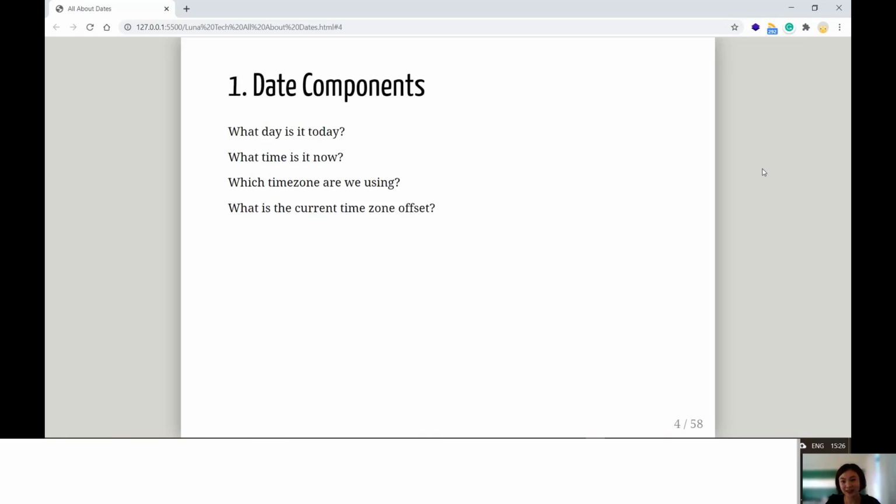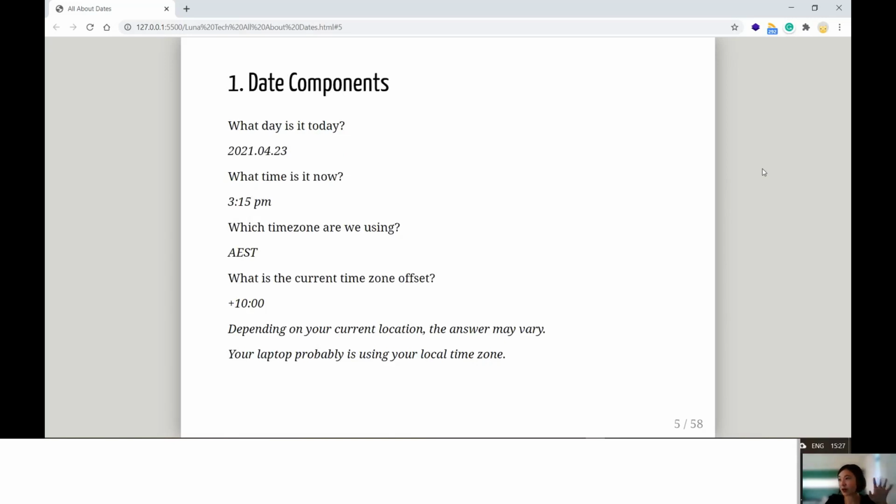So look at these questions. You may think it's an easy question to answer, but depending on where you are in the world, it's actually quite different, right? So what day is it today? We are here on the 23rd, but maybe some place in the world is not. And what time is it now? Sonali, Ramya might have a different date than ours. And the time zone, of course, is not the same. And the current time zone offset depends on what day you are in, right? So all these things are actually complicated.